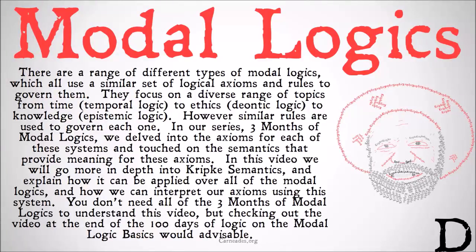In our series, 3 months of modal logics, we delved into the axioms for each of these systems and touched on the semantics that provide meaning for these axioms, but we focused a lot more on syntax than semantics in a lot of those. In this video, we will go into depth into what's known as Kripke Semantics, which really underpins a lot of modal logic, and explain how it can be applied over all of the modal logics and how we can interpret our axioms using this system.